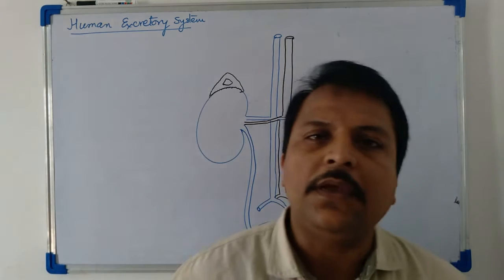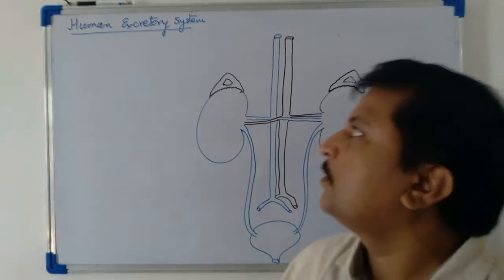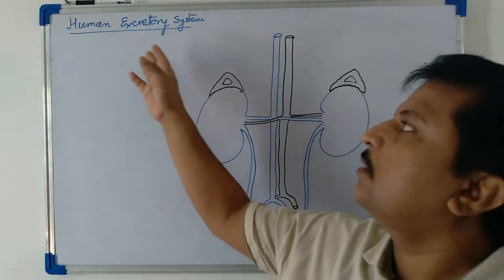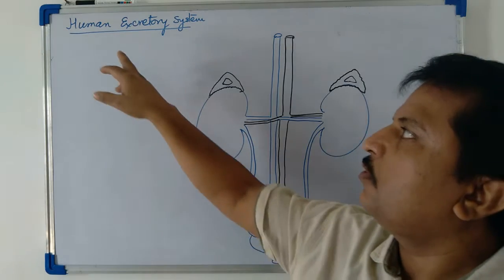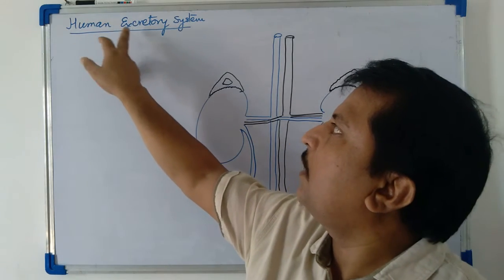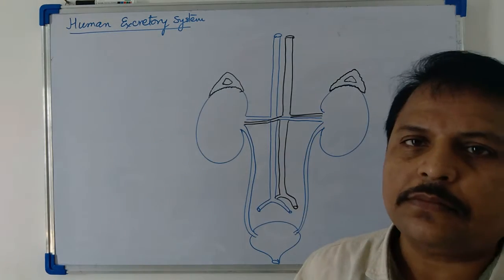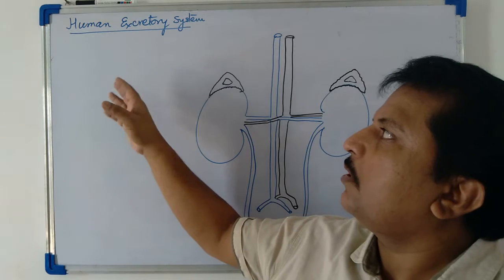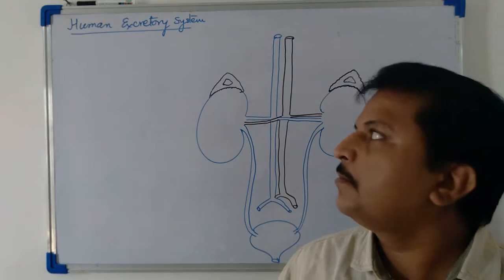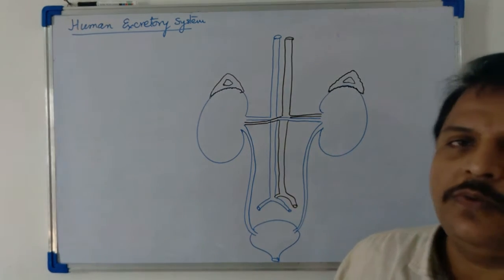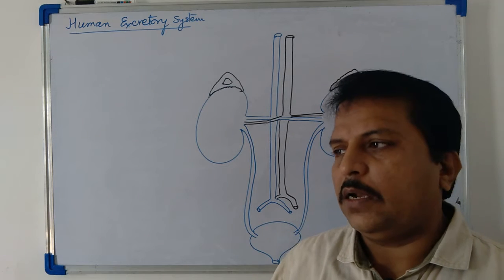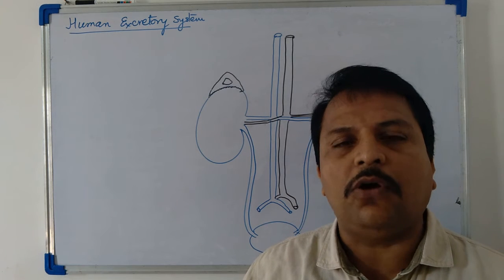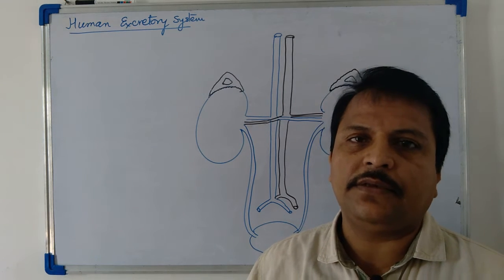Hello everyone. In this video we will study the structure of the human excretory system. This is a very important topic of human physiology. In the last video we studied the excretory products and types of excretory organs in different animals.